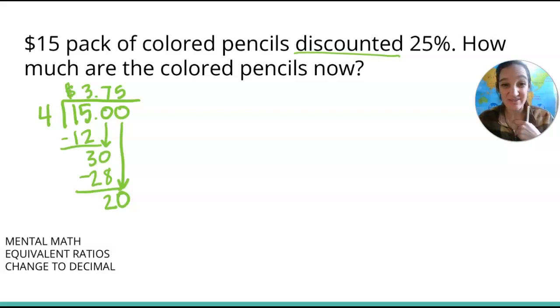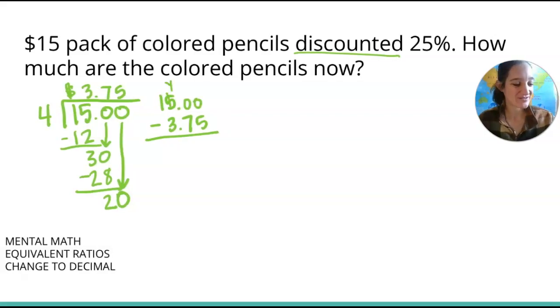Now that's not how much the colored pencils cost, right? That's how much they're discounting. So that's how much they are taking away. So I am going to subtract that 25%. I'm going to make sure I line up my decimals and also make sure that I regroup so I get the correct answer. It looks like I will be left with $11.25 is how much the colored pencils will now cost after the discount. But then there'll probably be a tax added, right? So be aware of that.